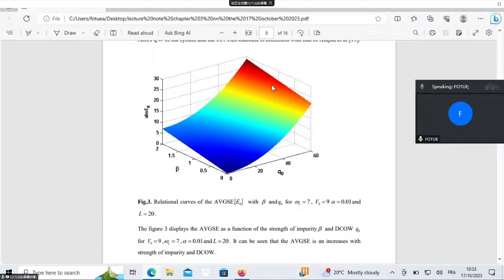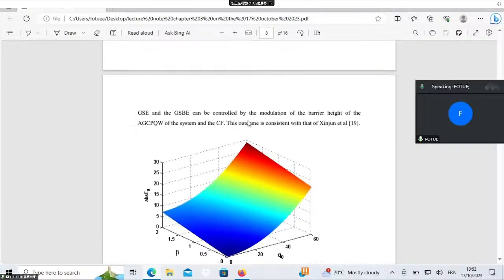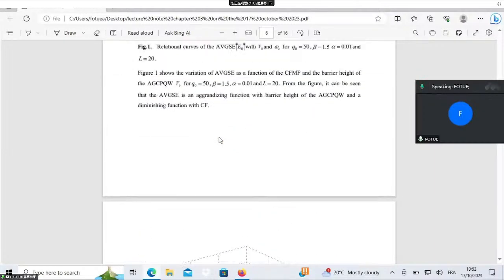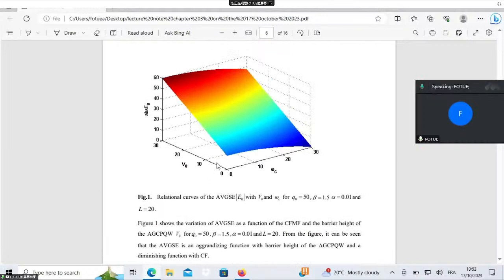We should notice here that this figure was plotted for the weak coupling alpha equal to 0.01, and also for V0 equal to 9. So it means that it was in this region of V0. In this region, with the cyclotron frequency, the ground state energy was around 9 or 10.